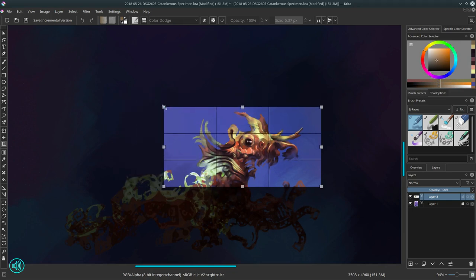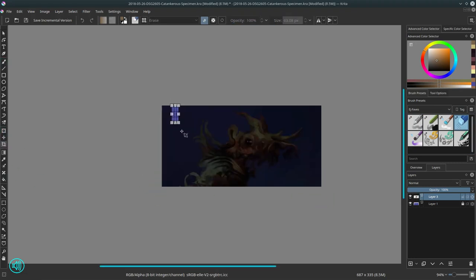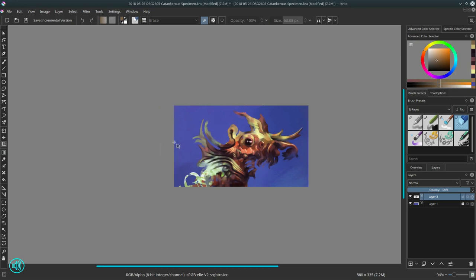And here comes my cropping action, just to help me save time and focus in on what I really wanted to focus on, which was that face, because it was such an interesting shape for me.